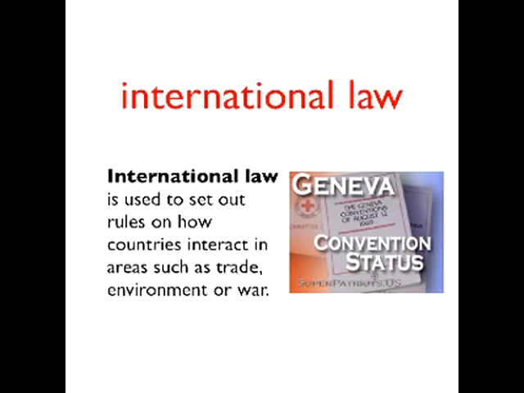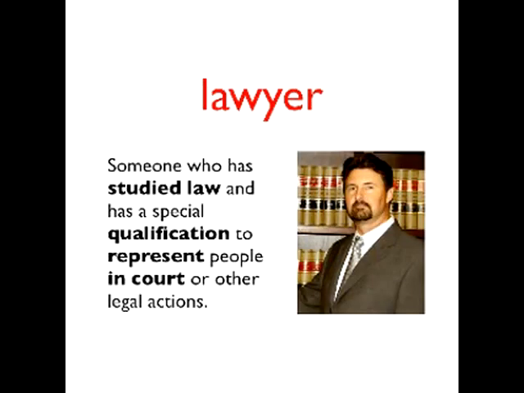If people have a problem with the law, or they need to take legal action against somebody or a company, they will usually need the help of a lawyer. A lawyer is someone who has studied law and has a special qualification to represent people in court or in other legal actions. There are many different types of lawyer, and they have different names in British and American English. Here are some of the common ones.